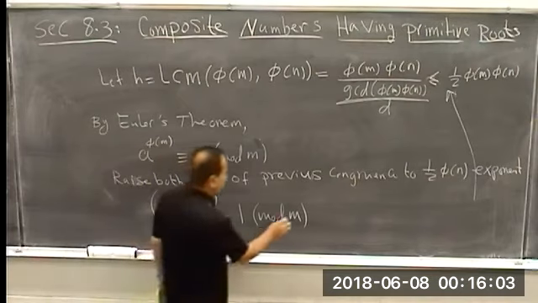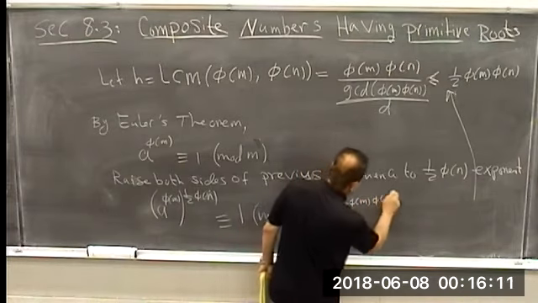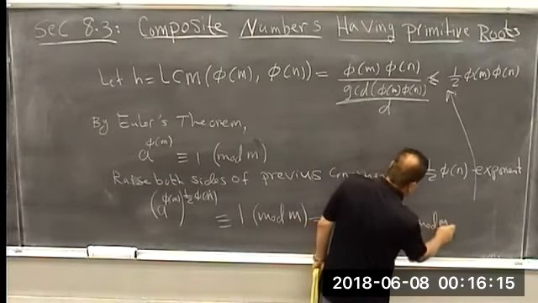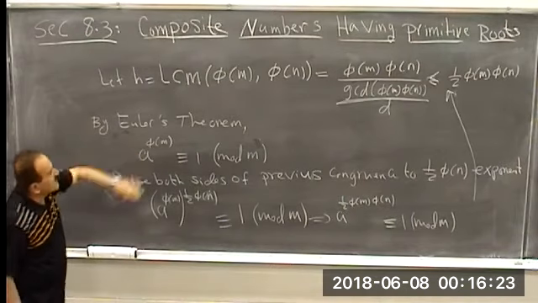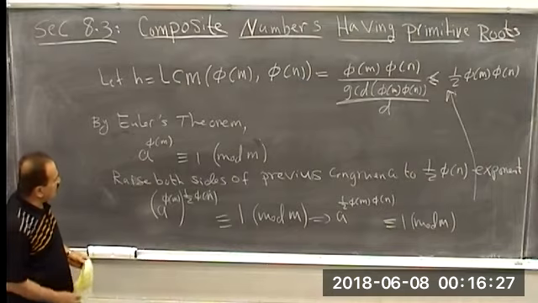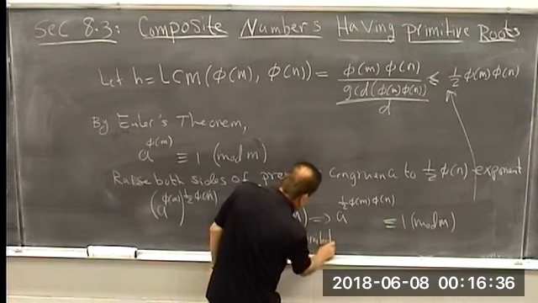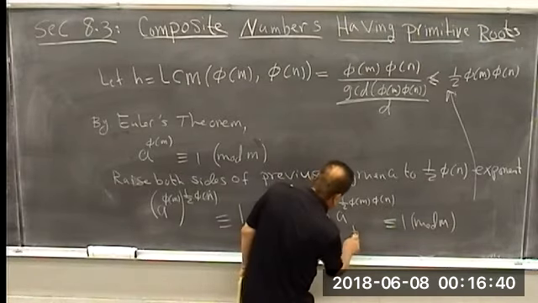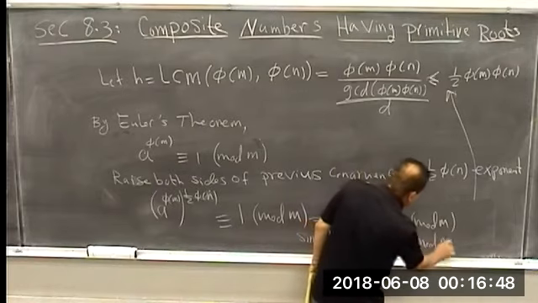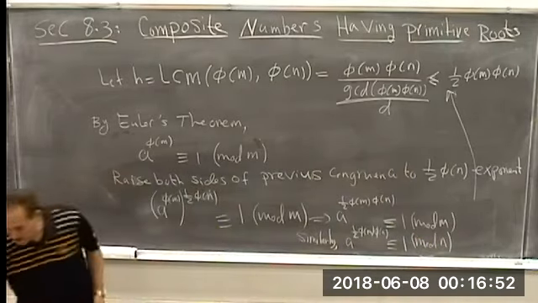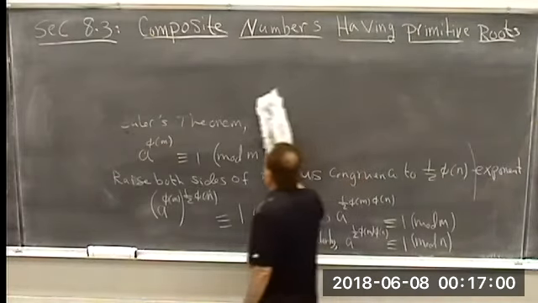All right, so we have this congruence relation that holds: a to the 1/2 phi of m phi of n is congruent to 1 mod m. Similarly, we can reverse and apply Euler's theorem to n, phi of n, and then raise both sides to the 1/2 phi of m. So we get another relation: a to the 1/2 phi of m phi of n is congruent to 1 mod n. Now, since m and n are relatively prime, I can multiply these two congruences and come up with a congruence mod their product.